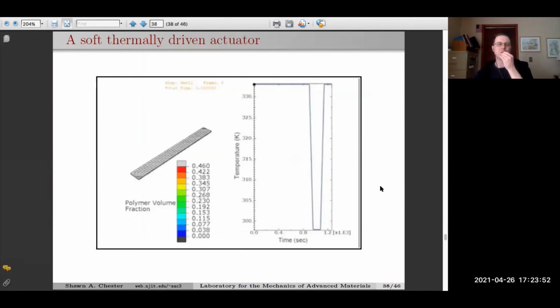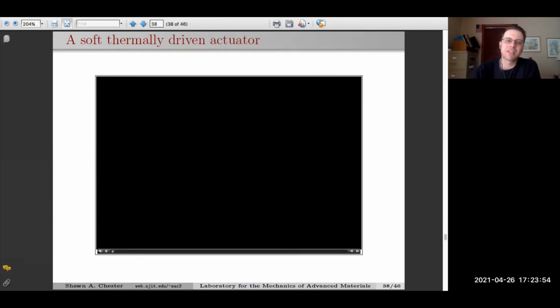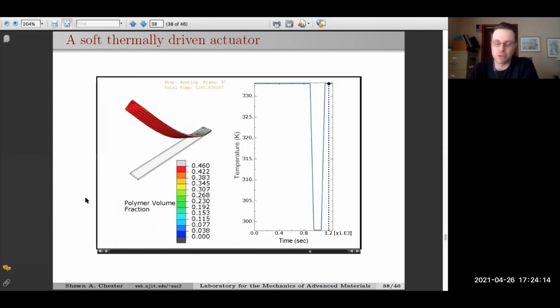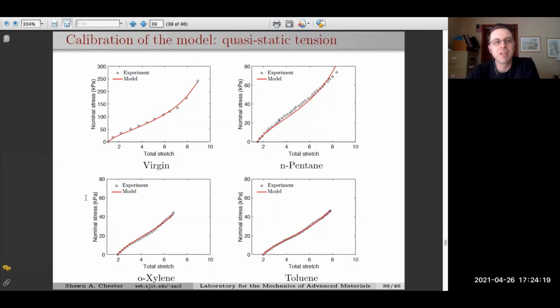So now we say to ourselves, we've got all these things going on. We can now make a soft thermally driven actuator. So we can have fibers oriented in very odd shapes, odd directions. This is a bilayer where one layer swells, one layer does not swell, and there's fibers in there. So we can envision a future where you can design these very awkwardly shaped grippers and such.